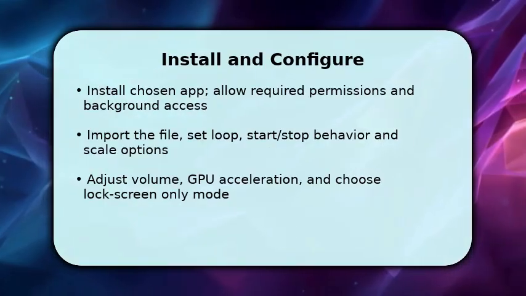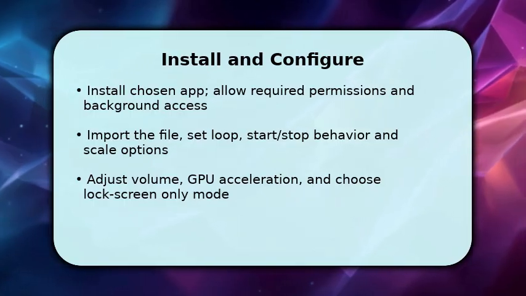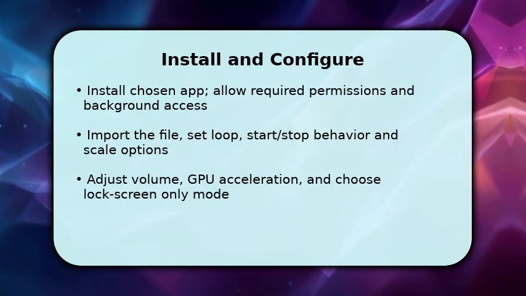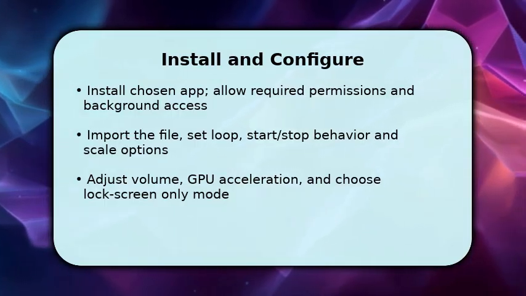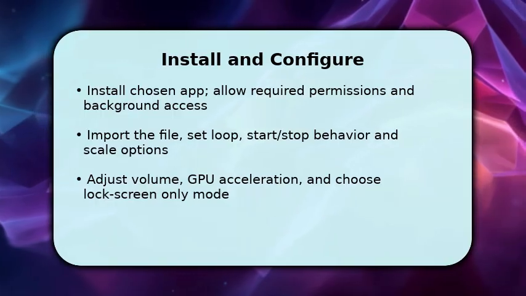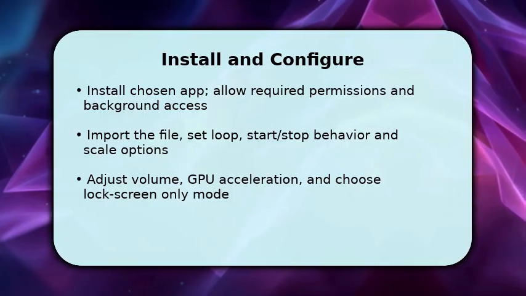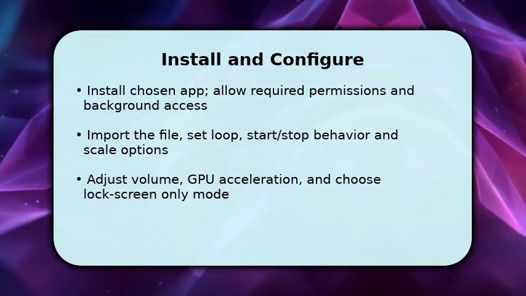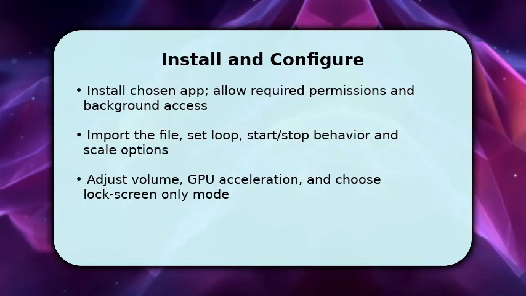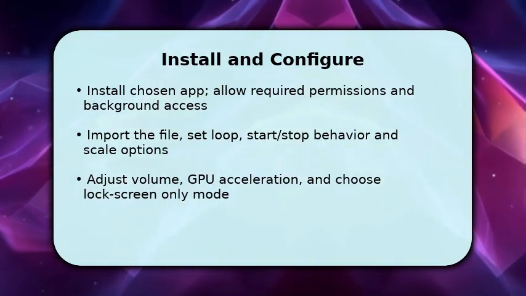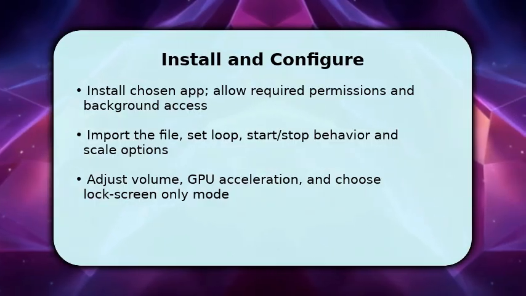Next, install your live lock screen application and grant the permissions it requests. It needs background access to show on the lock screen. Then import the prepared media file and set playback options, loop or single play, start/stop triggers, and scaling to fill or fit the screen. Make sure GPU acceleration is enabled if available to offload CPU work. Also set the display target to lock screen only so your desktop stays static. These configuration steps ensure smooth playback and minimal system cost.